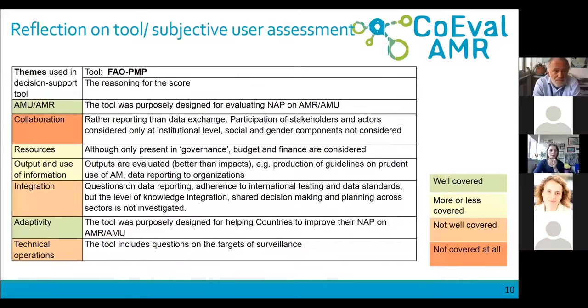As regards our experience in using the FAO PMP tool, we underlined that it was possible to specifically evaluate AMU AMR because, as I said before, this was the specific purpose of this tool when it was created. So there are some aspects such as AMU AMR or the adaptivity which are well represented and easy to achieve, while other aspects are less easy to gather from the evaluation.